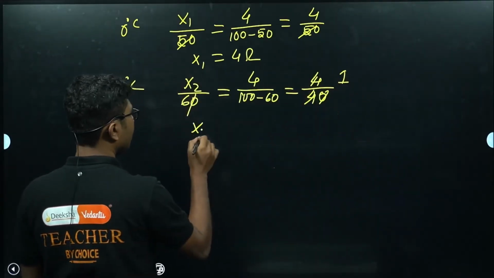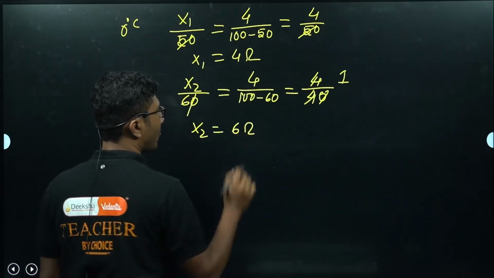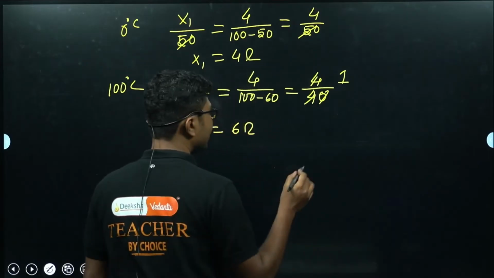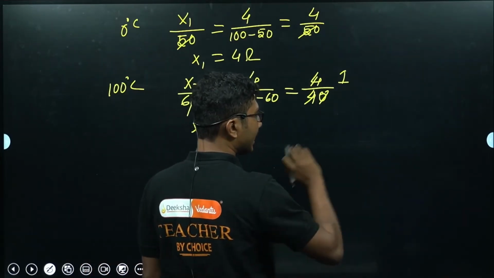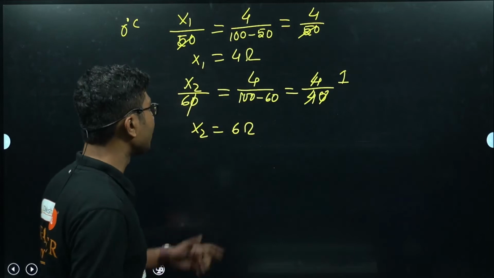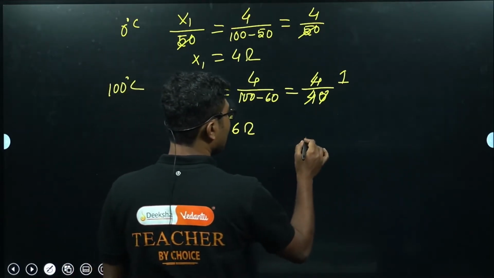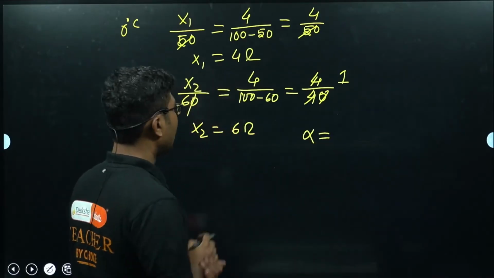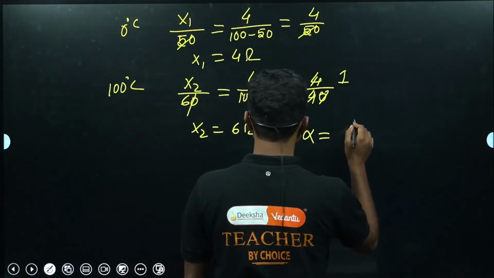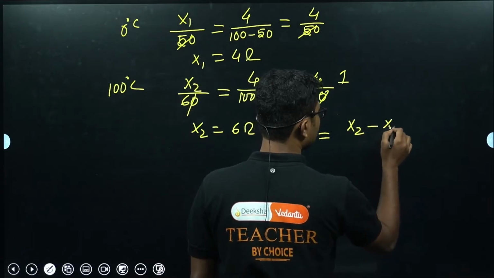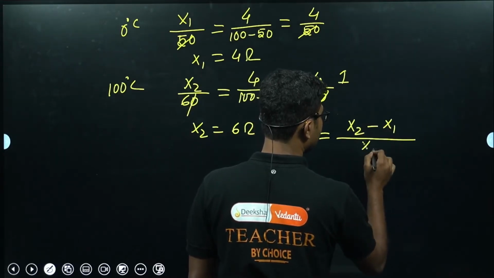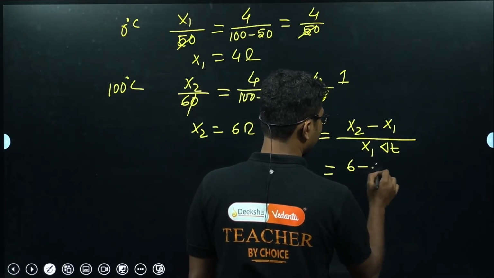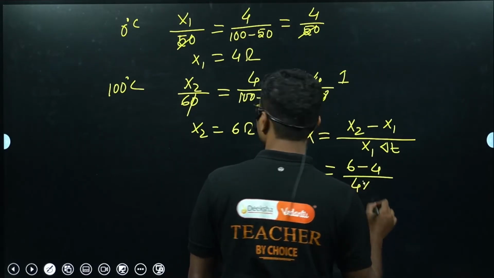So X2 is equal to 6 ohm. Now the same formula that we have used in our previous problem, we will use here. Instead of R1 and R2, we will use X1 and X2, as the problem was given in terms of X. So we know that the temperature coefficient is given by the bigger resistance minus the smaller resistance divided by the smaller resistance times temperature difference. So X2 is (6 minus 4) by 4 times 100.